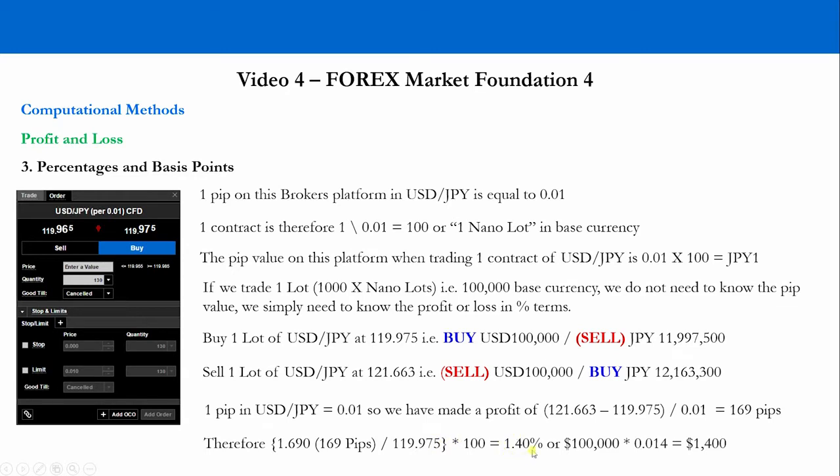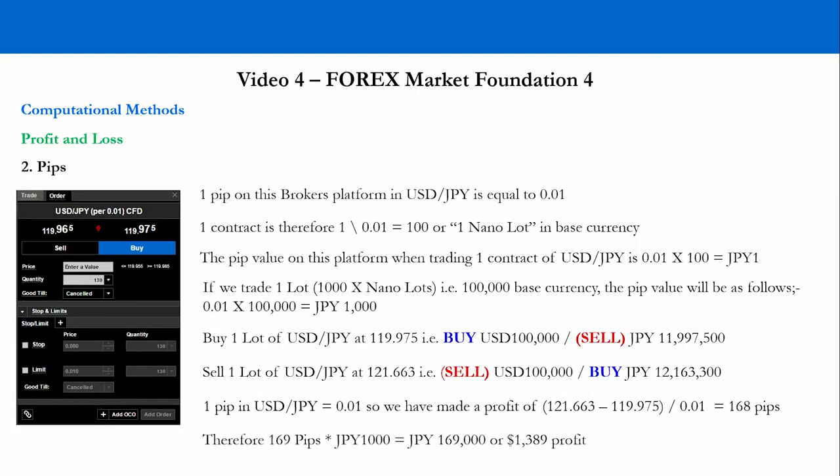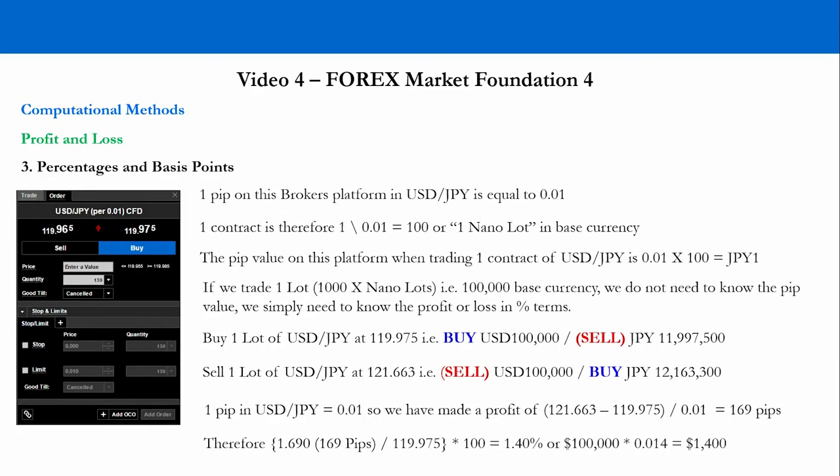Multiply that by 100 and we get 1.4%. Or if we work out 1.4% of 100,000, we get $1,400. So pretty much bang on what our profit was before, $1,389. So you can work this out in exactly the same way, but the habit you've got to get into is working everything out, or double checking everything, in percentages and basis points. And that's going to give you a much better appreciation of the percentage changes over time of currency pairs.